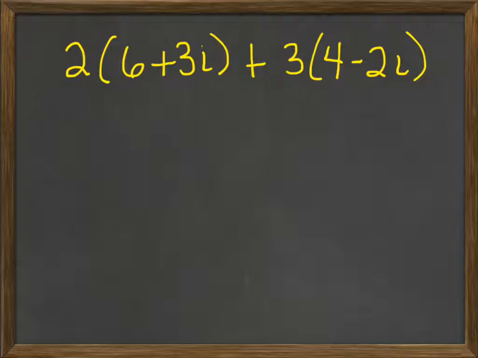Okay, so here we go. I'm going to multiply the 2 times the 6, which is going to give us 12. And then we multiply 2 times 3i, which gives us 6i. Now we get to the next part. We have a positive 3 times 4, which also gives us 12. And a positive 3 times negative 2i gives us negative 6i.